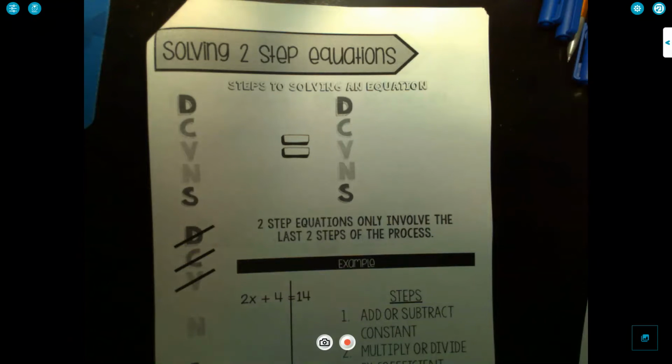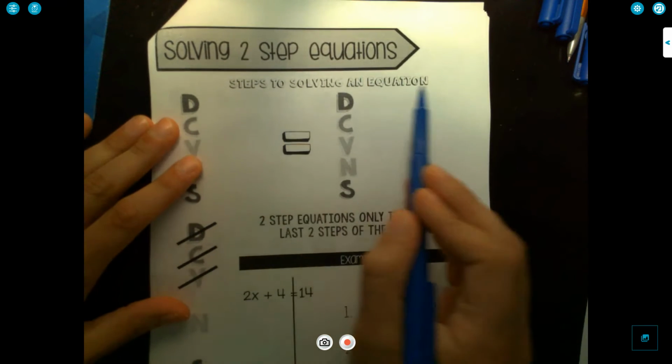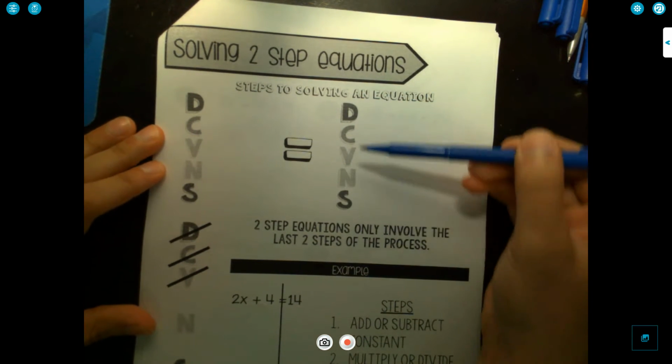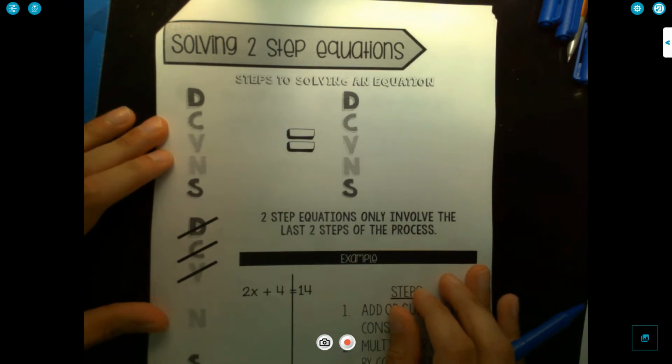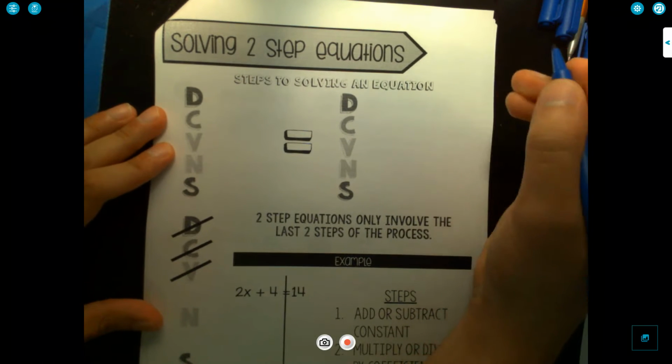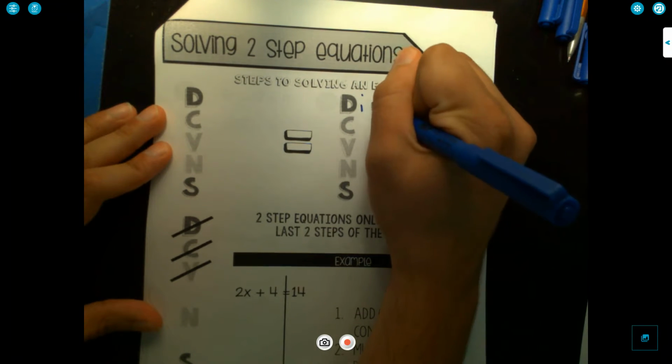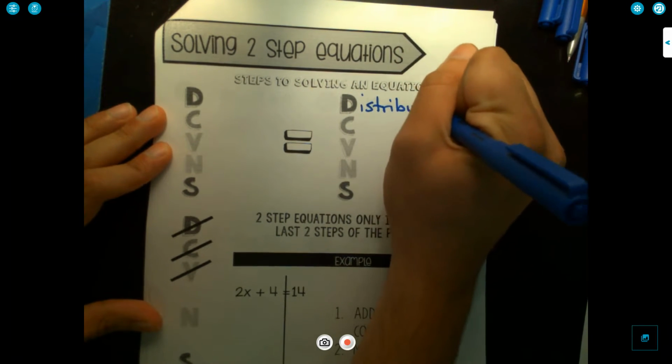This video is going to be on solving two-step equations. So there are steps to solving an equation, which they have it set up right here with these acronyms. So I'll go ahead and just write those in. We're not going to use all of them right now for two steps, but I'm just going to put distribute, and you can go ahead and write this in.